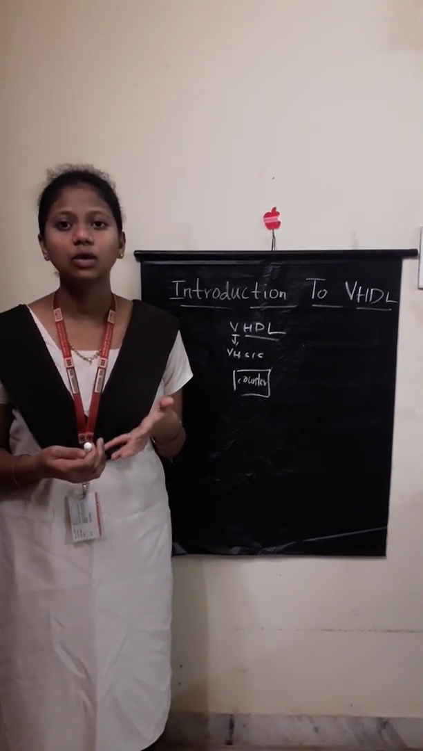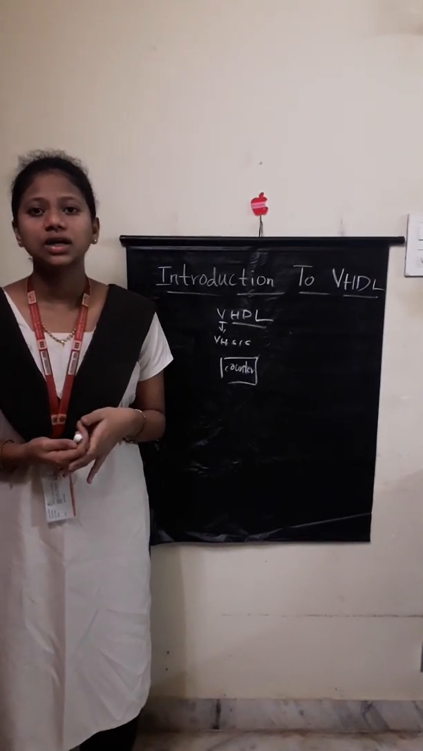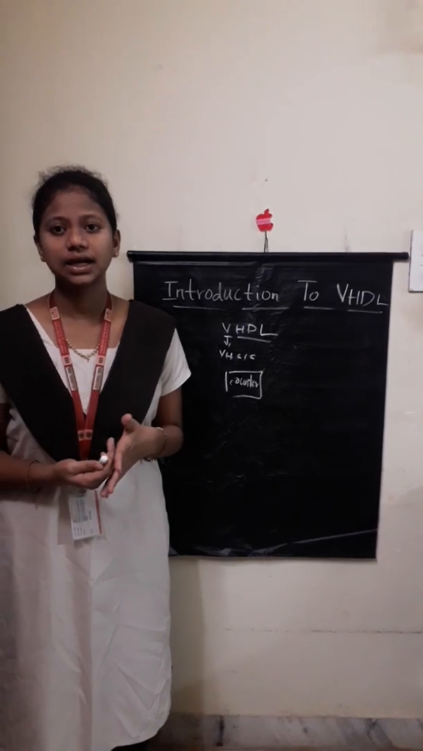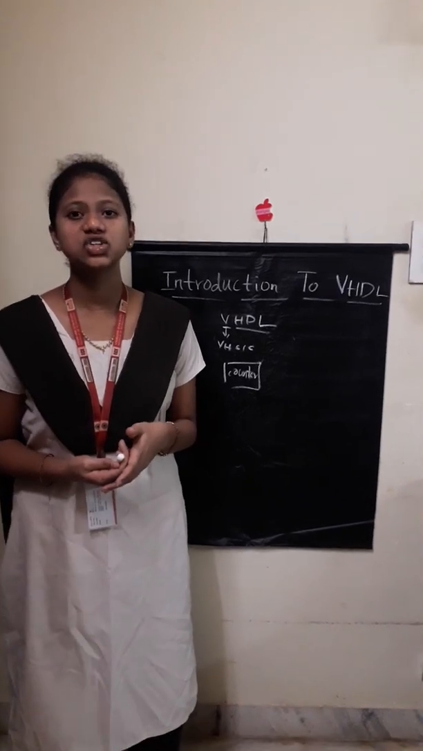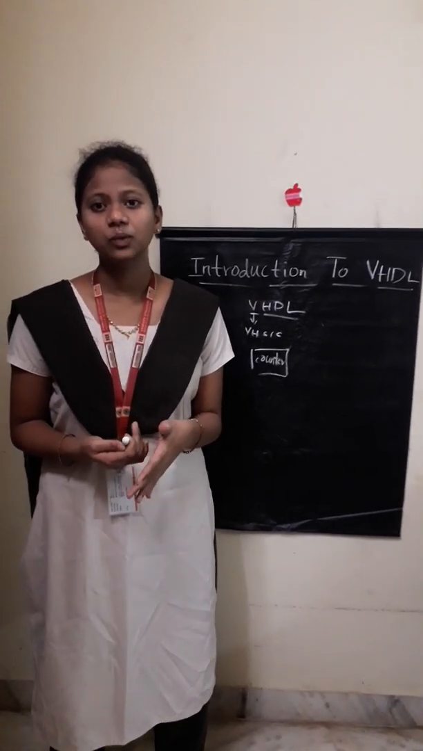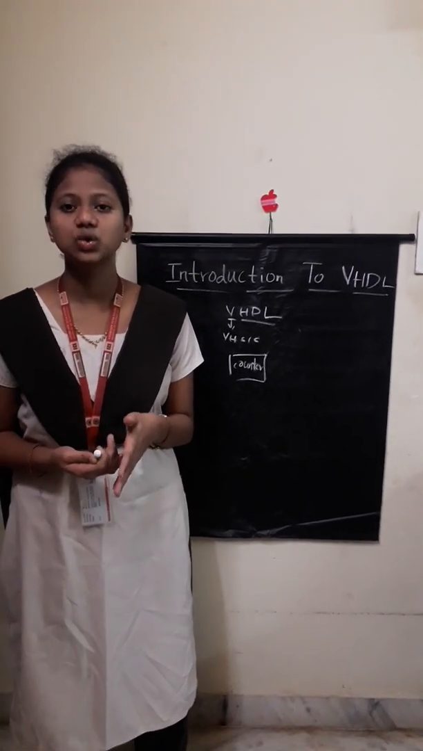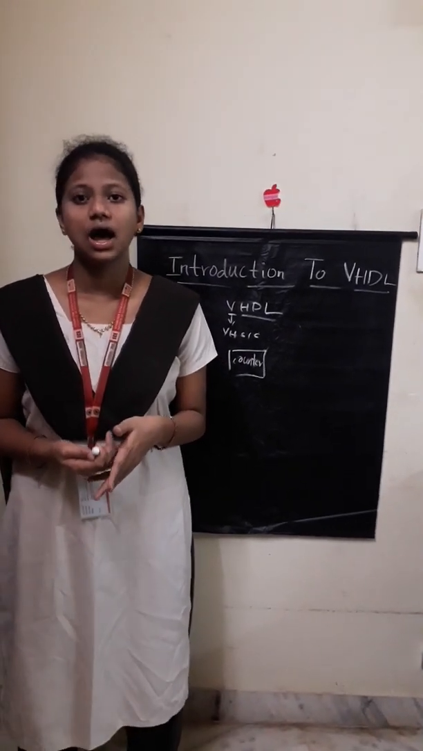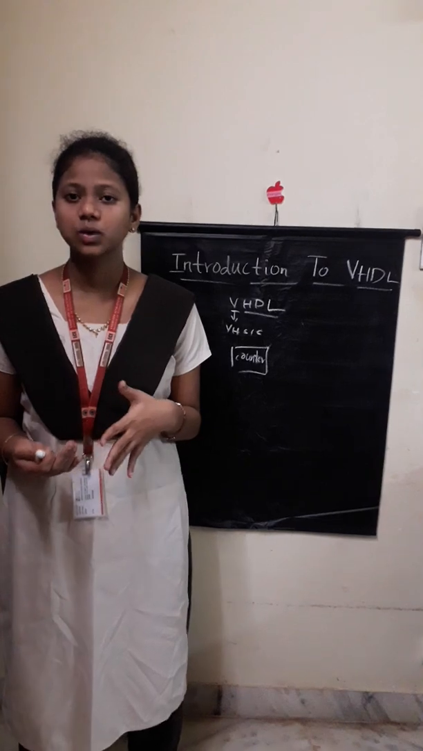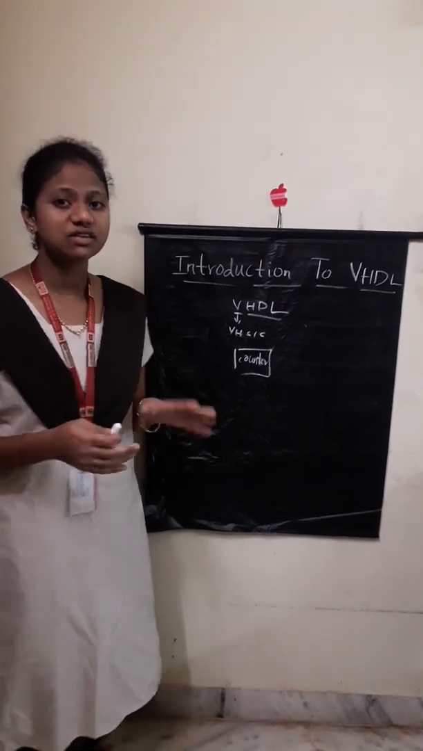Now, how VHDL has started and who has founded VHDL. VHSIC is an initiative that was taken by the United States Defense Department in the early 1980s, which led to the formation of VHDL. The first version is VHDL 87 and later it was upgraded into VHDL 93. VHDL is the first hardware description language to be standardized by the Institute of Electrical and Electronics Engineers, that is IEEE 1076, and later the standardized version IEEE 1164 is used for multi-value logic system.